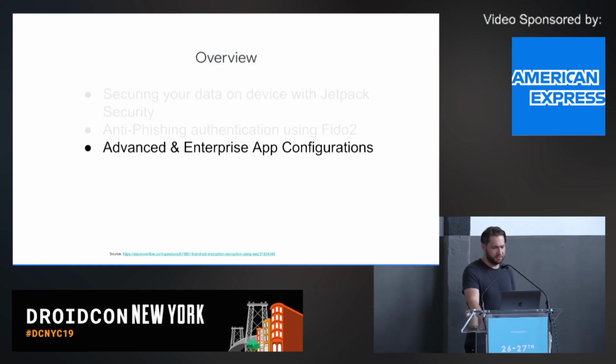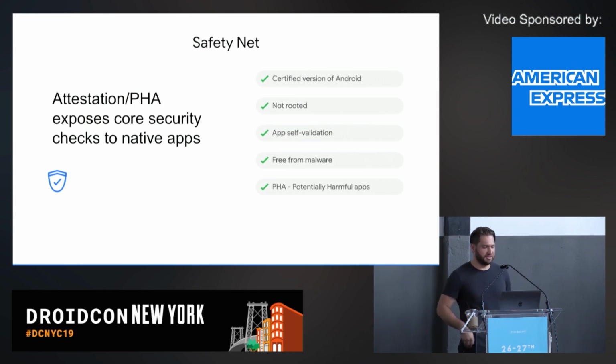So, advanced enterprise configuration. This is going to look like a very big miscellaneous area, but there are a few things here that we can do to help, besides FIDO, to authenticate and make sure that your device is not compromised in some way. If anyone's heard of SafetyNet, it's been around for a little while, but in case you haven't, it helps make sure that you're on a certified version of Android. It's not rooted, and it can also inspect your device and find any malware that might be on there, so it can give you a list of harmful applications if they exist.